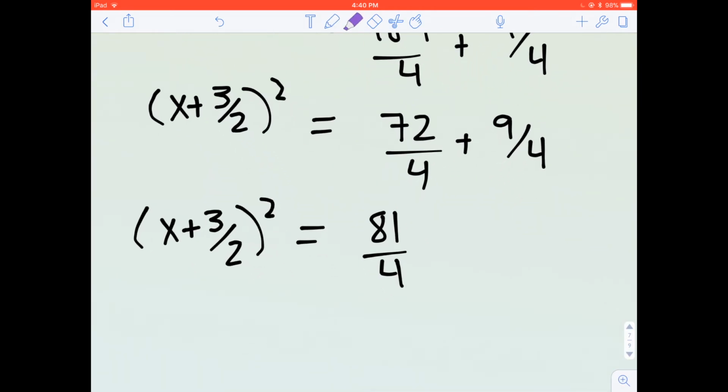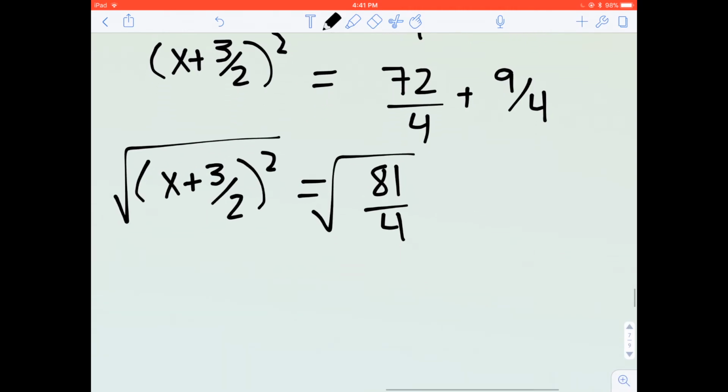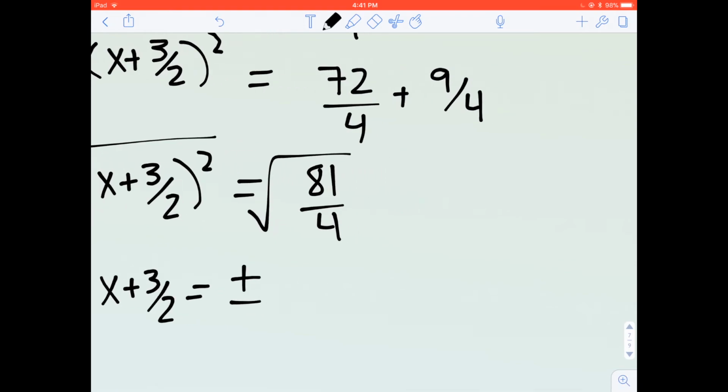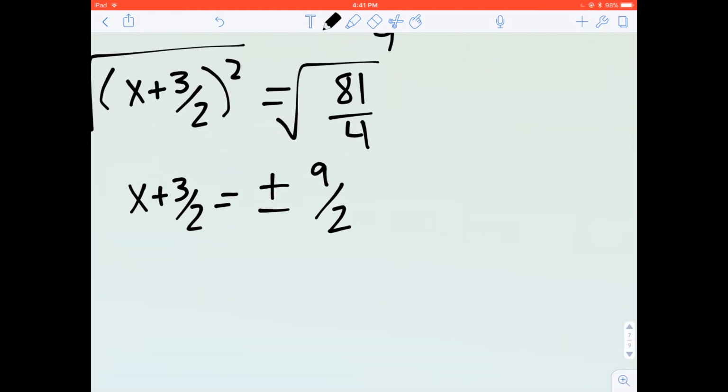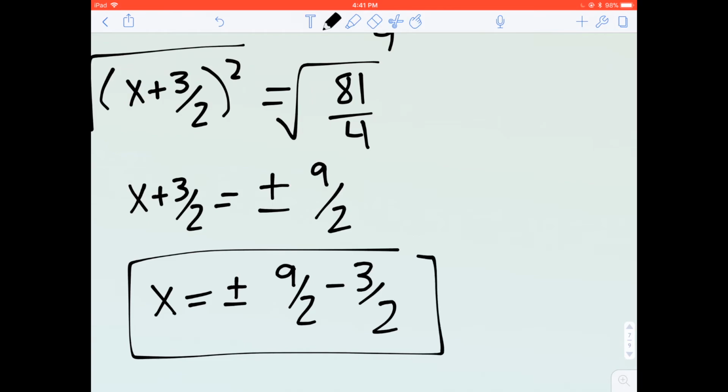Now, does anybody remember how to undo the square? Okay, take a second, think about it. All right, to undo a square, we have to just take the square root of both sides. Okay, so we get x plus 3 over 2 equals, do not forget your plus or minus. Okay, what's the square root of 81? 9, and square root of 4 is 2. Last thing is to subtract 3 over 2, so we get x equals plus or minus 9 over 2 minus 3 over 2. And those are your two solutions.